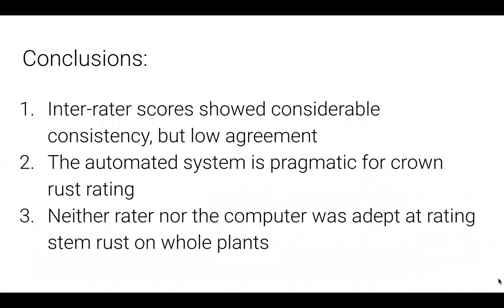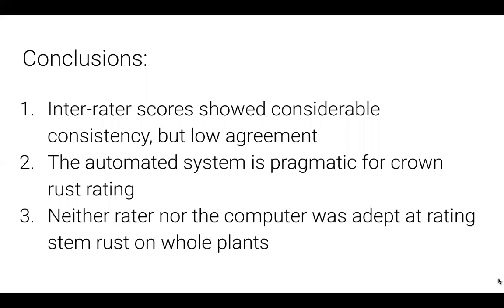So in conclusion, inter-rater reliability scores showed considerable consistency, but we did see low agreement, meaning what one person thought was a 10, someone else might have thought was a 30. The automated system that uses R and ImageJ was fairly pragmatic for crown rust rating in particular, and was quite accurate. And I think it's probably ready to be deployed, at least in our breeding program.